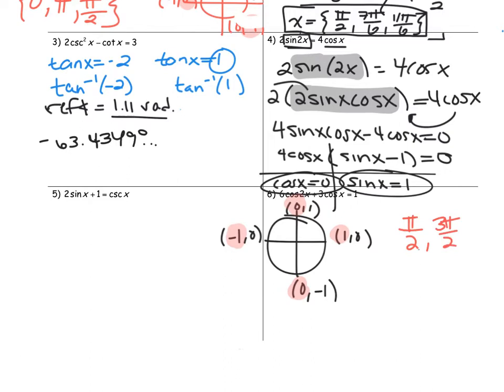Now, the next piece I want to look at is, well, where does sine equal 1? And now that's all of the y values. Where does sine equal 1? Well, that's at pi over 2 radians. So there's my final solution, because this is also at pi over 2 radians. Okay? Technically, you have a double root there at pi over 2.